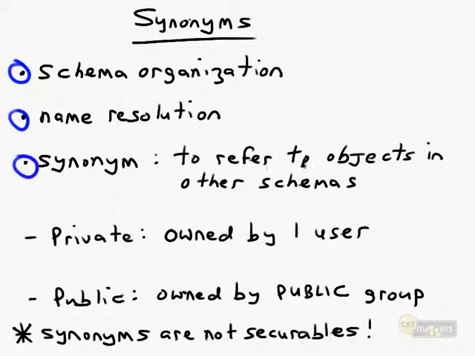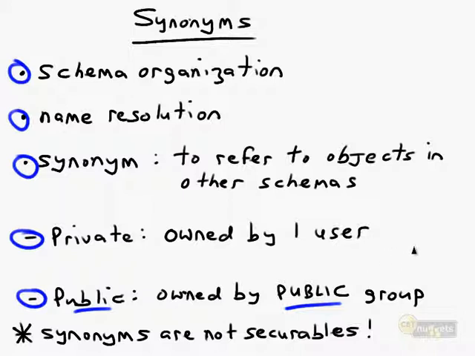All right, so back to our regularly scheduled programming. A synonym, formally defined, is an object that refers to objects in other schemas. Now, as I mentioned, there are two types or flavors of synonyms: private and public. A private synonym is owned by a single user and is accessible only by that user. So this allows a user to create alias names for their own objects for their own use. More common, perhaps, are public synonyms that can be created by any schema owner for their objects, but the ownership of the synonym is by the public built-in group. In other words, the public synonyms are globally accessible.